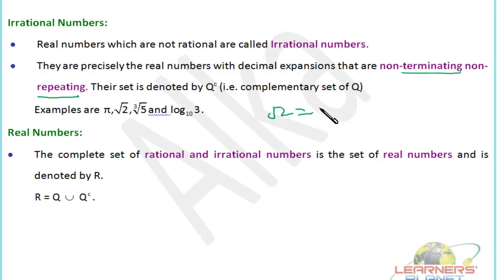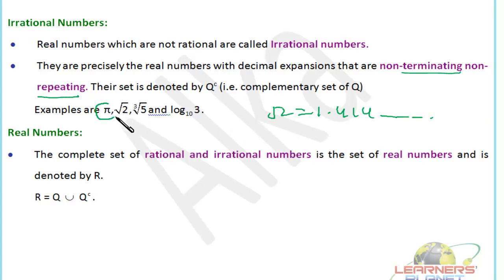See, root 2 is what? 1.414 and the series goes on, right? There is no specific block which is getting repeated continuously and the series is not even ending. So that means it's neither terminating nor repeating. So we call these sort of numbers irrational numbers. That is precisely the difference between irrational numbers and rational numbers: in case of rational numbers the decimals are either terminating or, if they are not terminating, they are repeating.